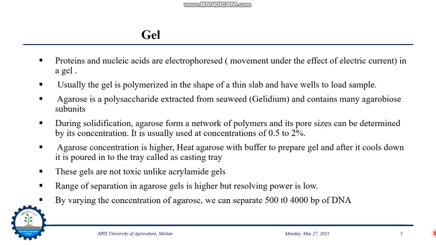Heat agarose with buffer to prepare the gel, and after it has cooled down, it is poured into the tray called the casting tray. These gels are not toxic, unlike acrylamide gels. The range of separation in agarose gel is higher, but the resolving power is low. By varying the concentration of agarose, we can separate 500 to 4000 base pairs of DNA.